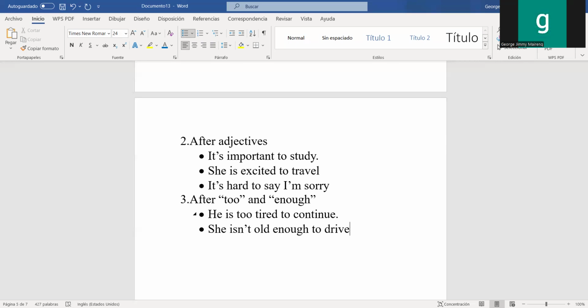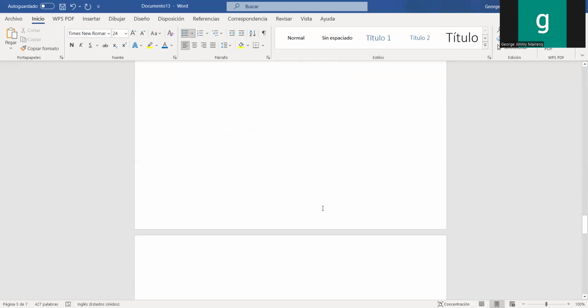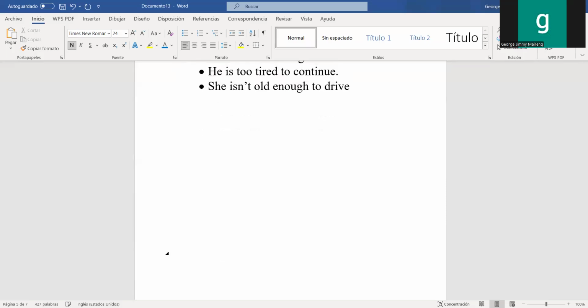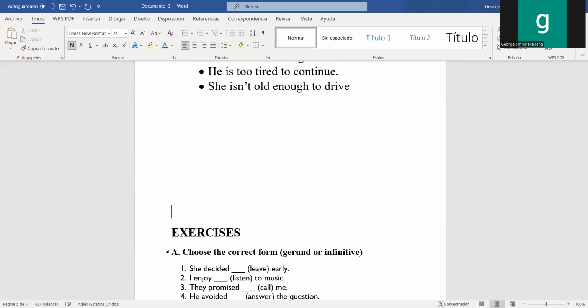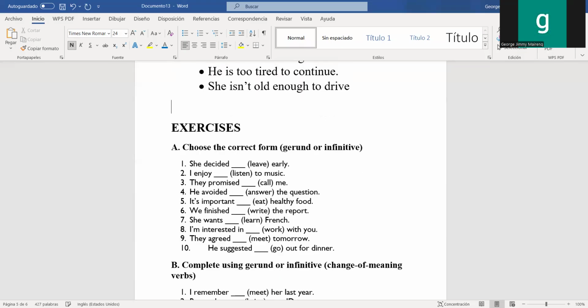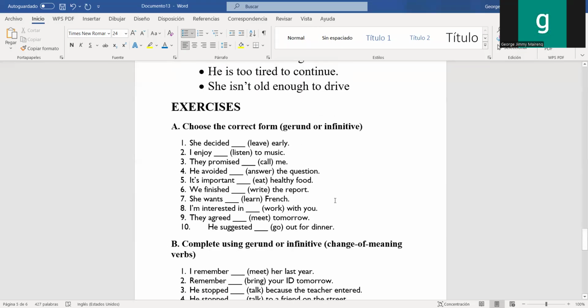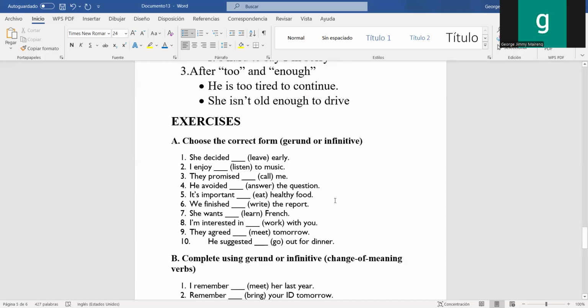Questions so far, folks? No questions? Okay, very good. So let's move on to some exercises to see if we quite understood the rules when using infinitive and gerunds. Let's see exercise A. Choose the correct form. If the verb in brackets is going to be written with the ing form or with a particle to, what do you think is the right answer?